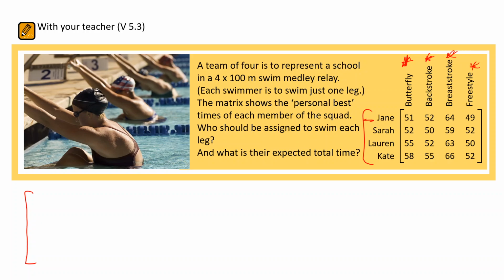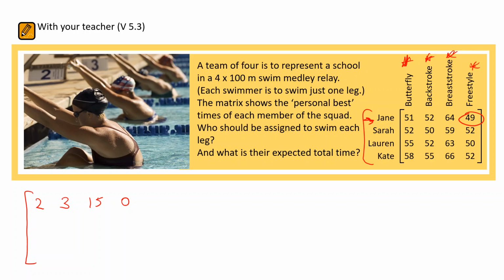Now if we look at our first row, that's Jane. Jane's fastest time is in the freestyle, 49. So we have to subtract 49 from every number in that row. So 51 minus 49 is going to give us 2. We get 3, 15, and 0. 49 minus 49 is 0.